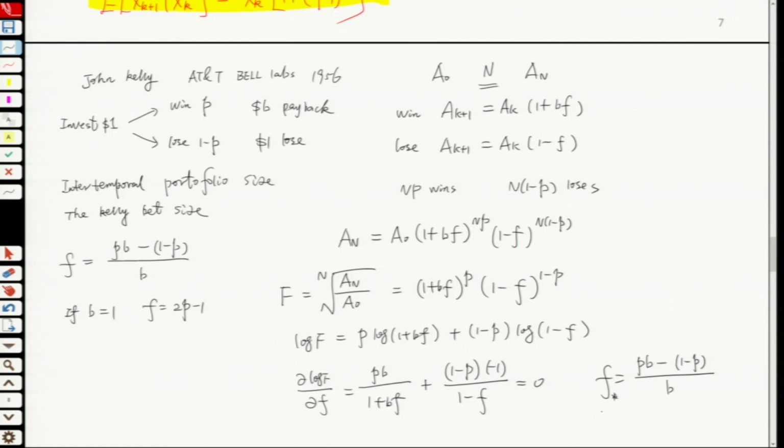So I want to give you a little bit more introduction on where it is from and who it is named after. This is a little bit of history about John Kelly and how he came up with this ratio, this bet size.